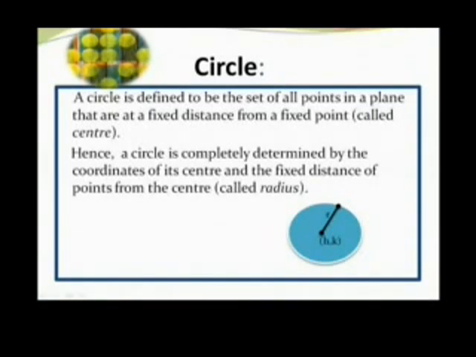So students, what exactly is a circle? I'm pretty much sure that every one of us knows what a circle is because we come across it all the time in our daily lives. But as this lecture is entirely based on circles, so let's define it. A circle is defined to be the set of all points in a plane that are at a fixed distance from a fixed point. Now this fixed point is called the center of circle and the fixed distance is called the radius. Hence, a circle is completely determined by the coordinates of its center and the fixed distance of the points from the center.